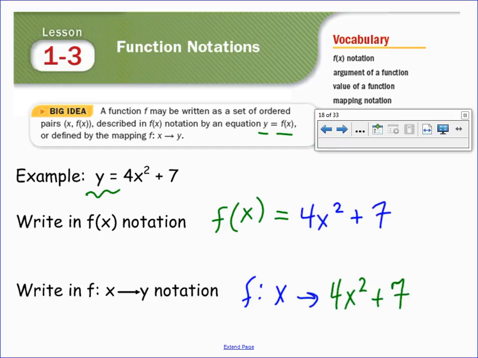In each of these 3 cases, we still see our same function rule. Our function rule takes inputs, squares those input values, multiplies by 4, and then adds 7 last. These are just multiple representations of the same exact function rule.